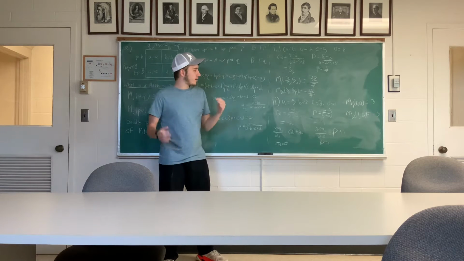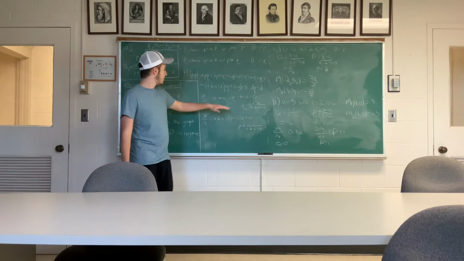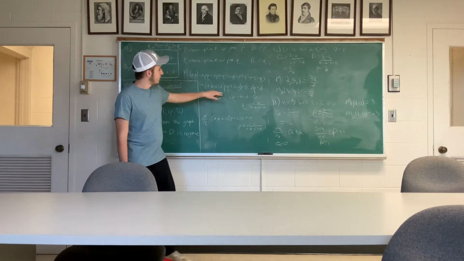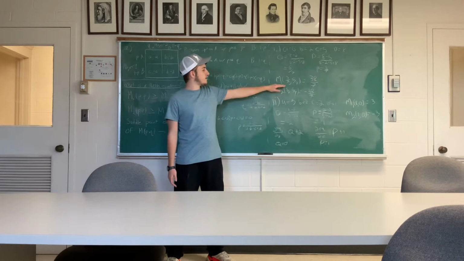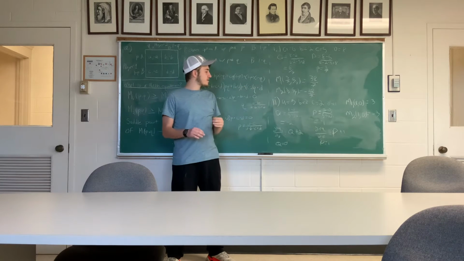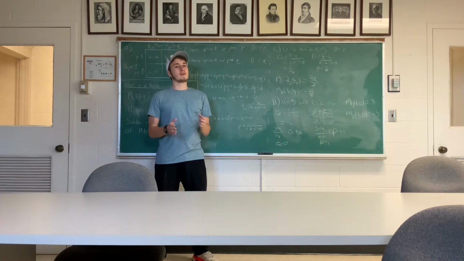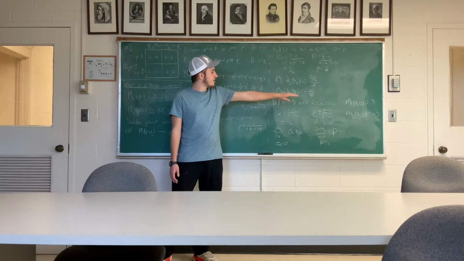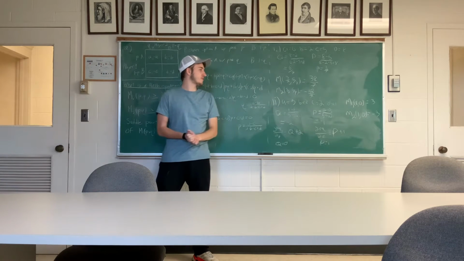Now that we have our values, we simply plug them into the payoff function M1 of P and Q, and that yields 38/7. As this is a zero-sum game, the payoff for player 2 is going to be the negative of the payoff for player 1. So that means this is going to be negative 38/7.